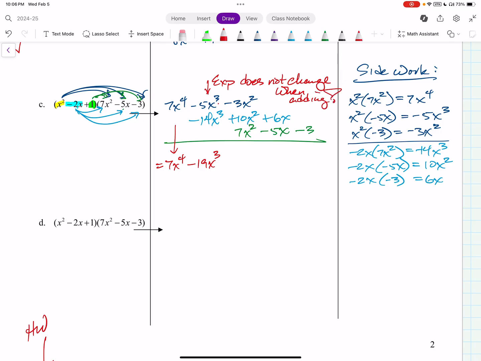All right, you're adding like terms, okay? So it's just like adding apples with apples, you get apples. Oranges with oranges, you get oranges. Cubes with cubes, you get cubes. Squares with squares, you get squares.